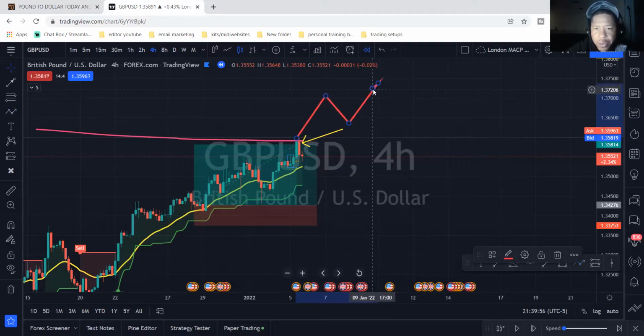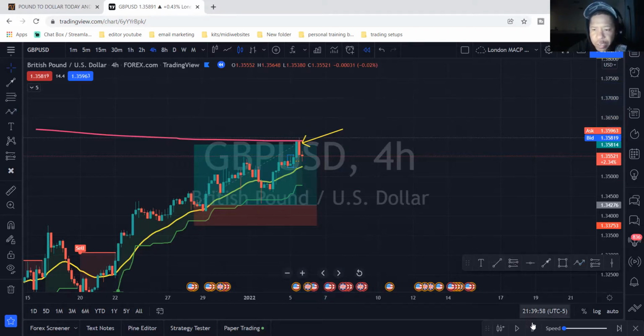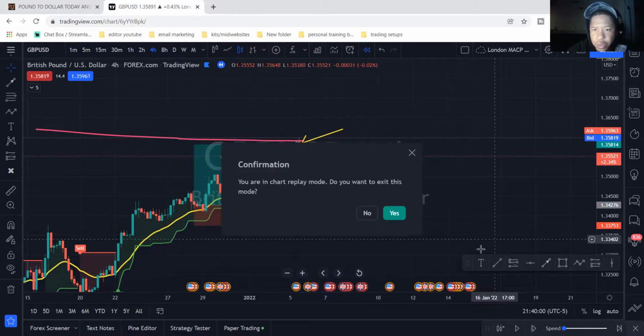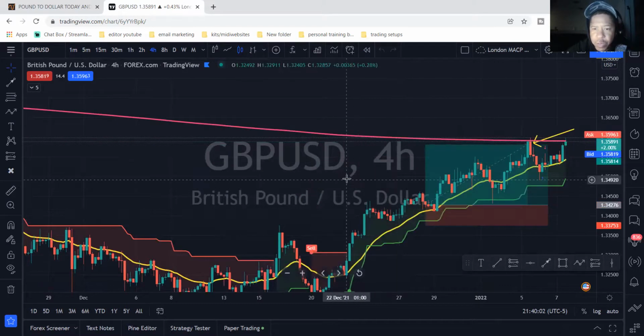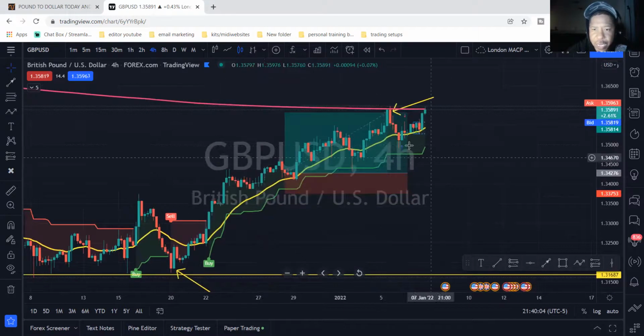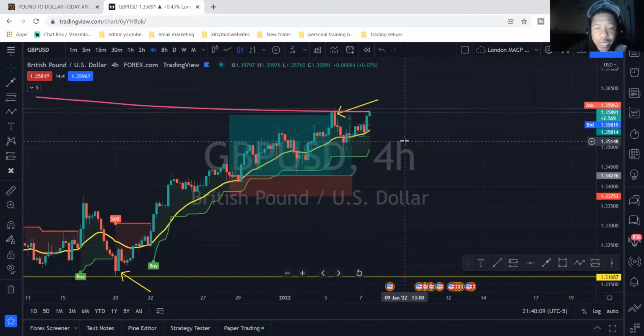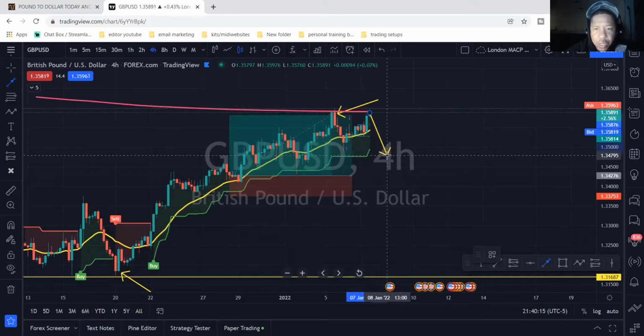All right. So you have to be patient with it. If you see, I'm going to come out. As you can see, today it tested that line, came back down. Now it's testing again. So here's the deal. Next week, we're looking at either it coming back down, starting that sale.